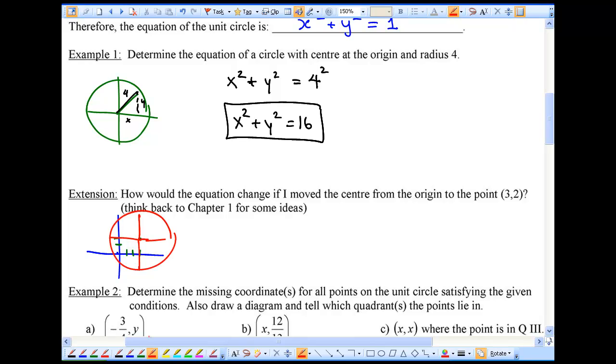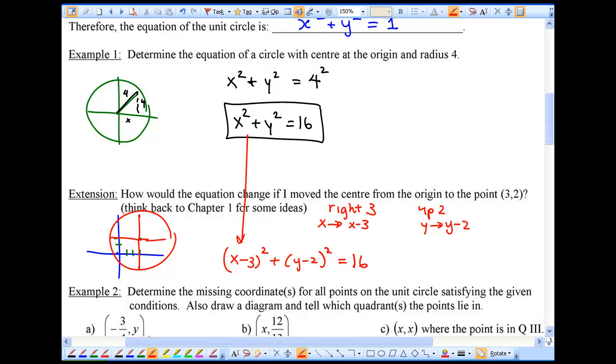Well, what did we do? When I move it from 0, 0 to 3, 2, you went right 3 units, and then you went up 2 units. So when I go right 3, remember I'm replacing x with x minus 3, and when I go up 2, I'm replacing y with y minus 2. So if I take that equation from above, instead of x, it's x minus 3 all squared plus y minus 2 all squared, and the radius is still the same, it's 4, so we'll do 4 squared. It's 16. Done. Okay, that was just an extension. But how is this handy?